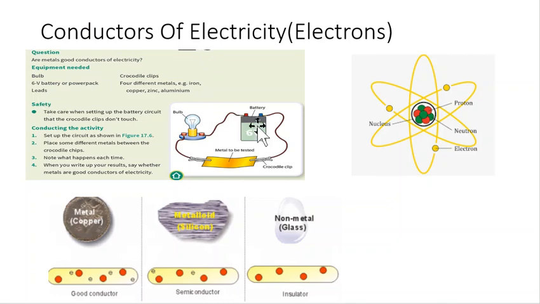So this is the equipment that you're using. Equipment needed: you have a 6-volt battery. Then you have clips that clip on to the battery. You have what are called leads. You have these crocodile clips, which are these here. They're called crocodile clips because they're like a crocodile's mouth, and they can grab onto the material. And then you have 4 different materials: iron, copper, zinc, and aluminium. You're also going to have other materials that you're going to test.